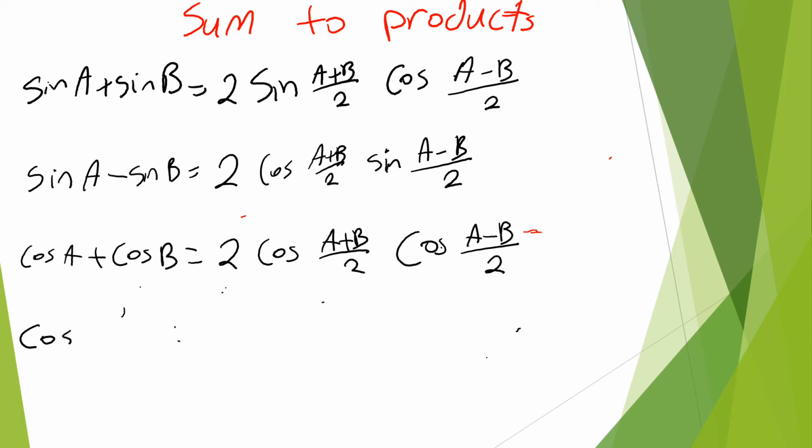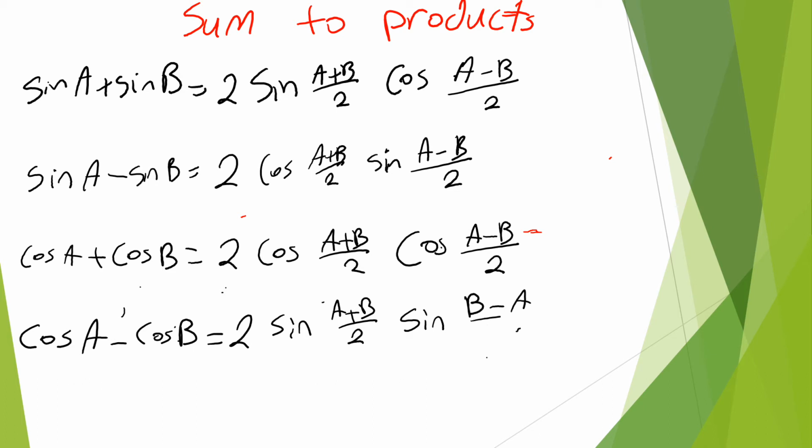Now, this one is slightly different. It's cosine A minus cosine B. The first difference is that we have sine sine, not cosine cosine. So we'll have 2 sine of (A plus B) over 2, and this one is also sine. The other difference is that it's not A minus B, it's B minus A, which is the only one different between the three.